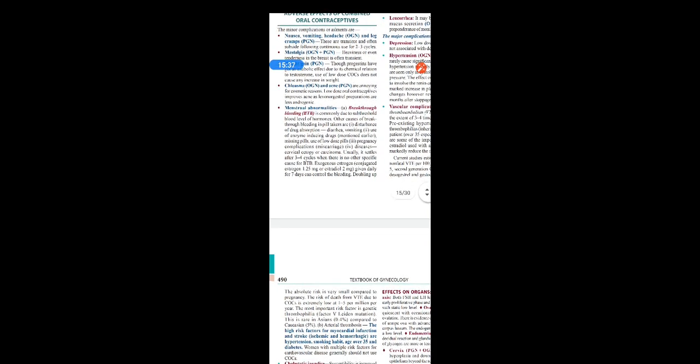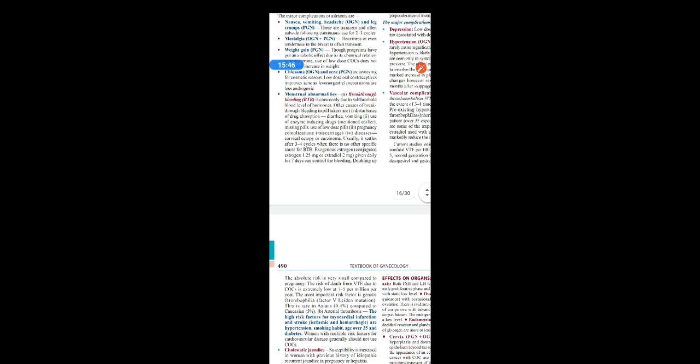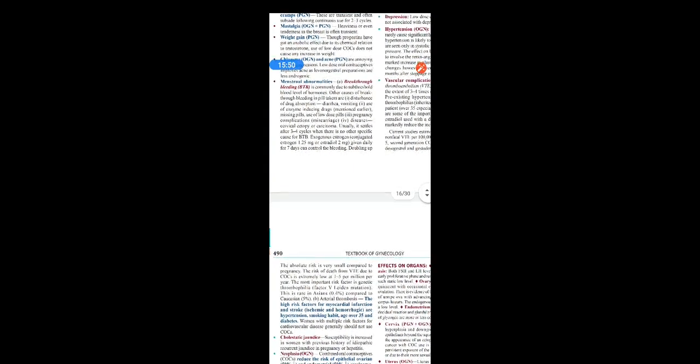Other causes of breakthrough bleeding in pill takers are disturbances of drug absorption, diarrhea, vomiting, use of enzyme inducing drugs, pregnancy complications, diseases, cervical ectopic, carcinoma. Usually it settles after 2 to 3 cycles and there is no other specific cause for BTB.